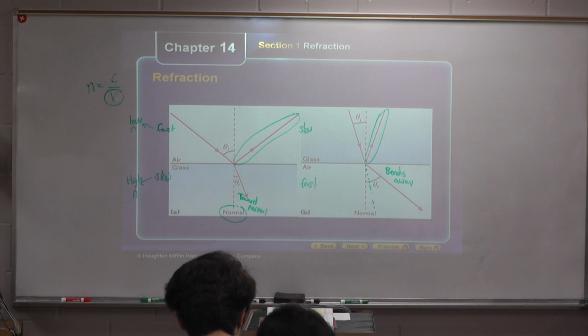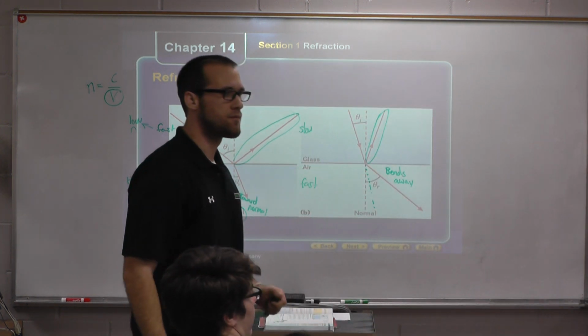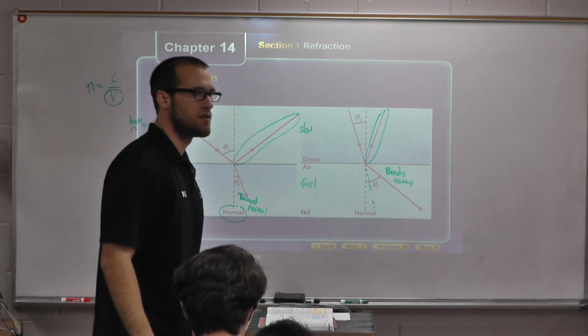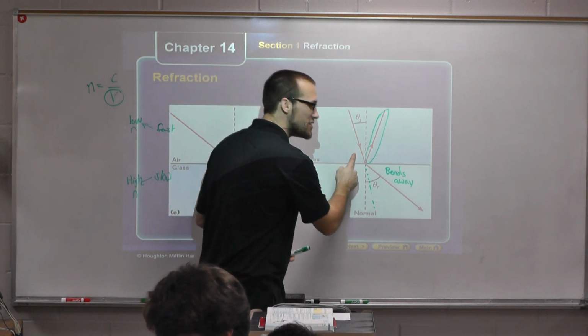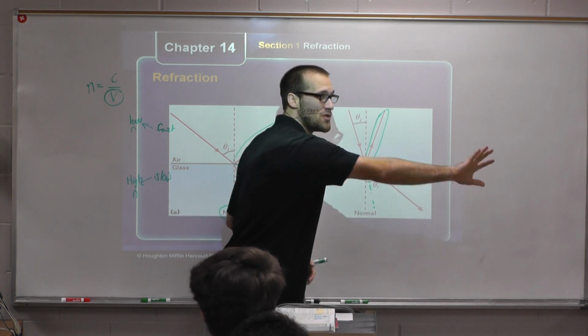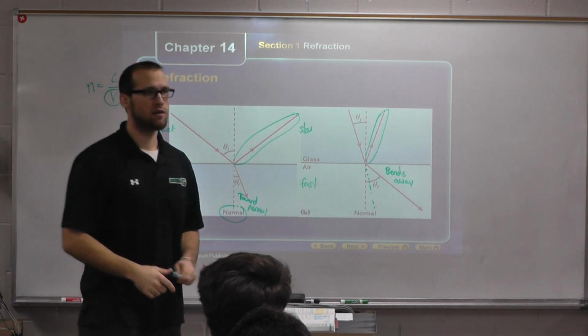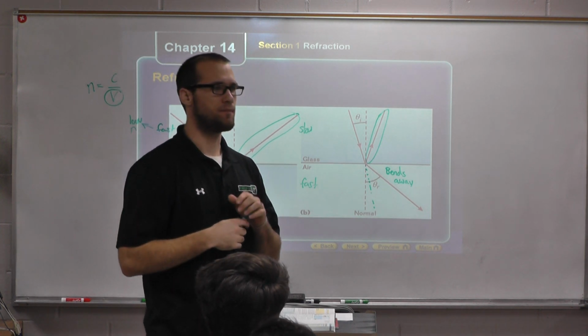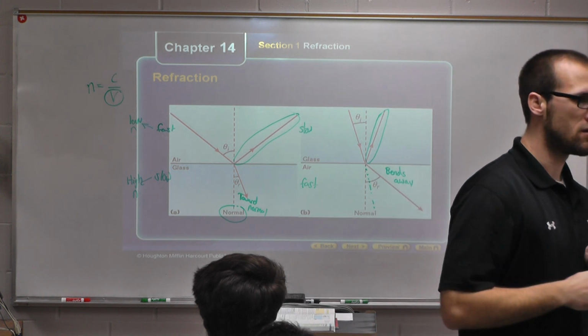Wait, are you saying that when it moves away from the normal, it's always fast? When I go slow and then I'm zooming away, I think of it like zooming away from the normal. So is it only going to refract or speed up when it goes into the normal?